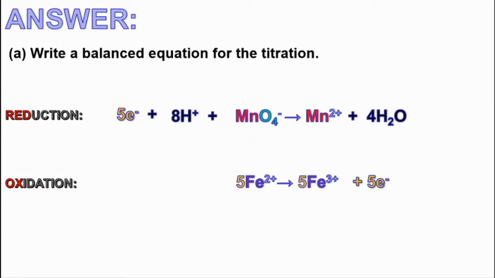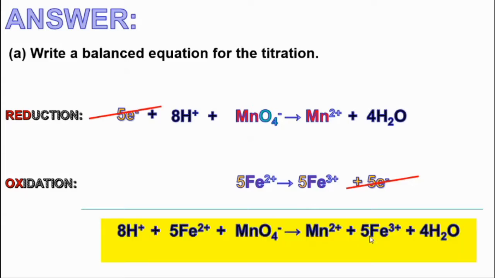Right, and then we are going to combine these two half equations. So these 5 moles of electrons cancel, and we are going to add up these two half equations, and finally this is our balanced redox equation.